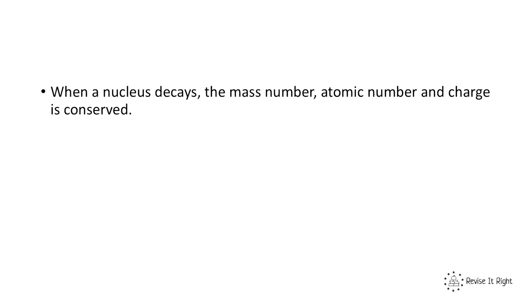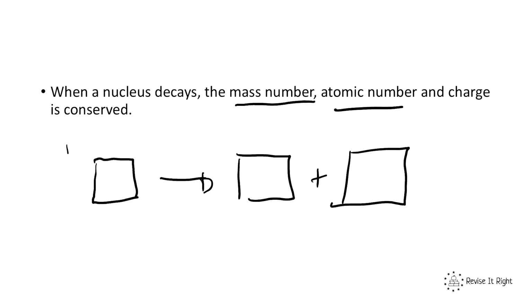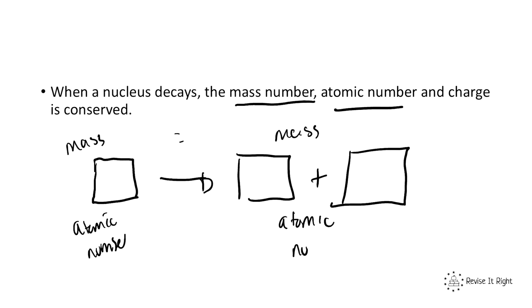And it can be represented by a nuclear equation, where you have the element going through radioactive decay on this side, and then the new element plus the type of decay on this side. What we mean by the mass number and atomic number being conserved is that the mass number and the atomic number on the left is the same as the mass number and atomic number on the right.